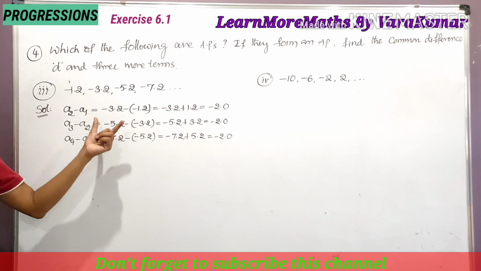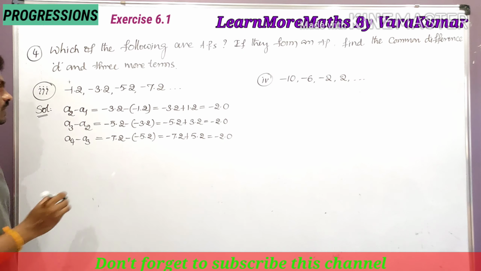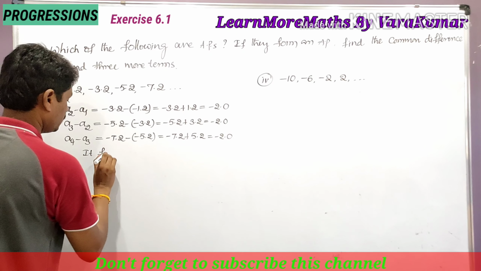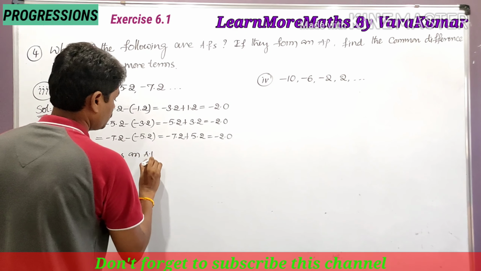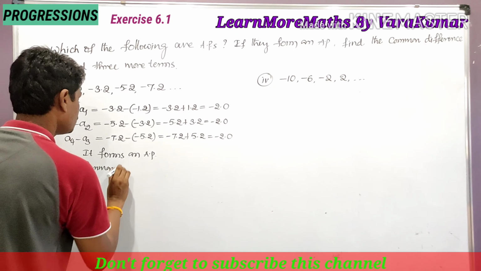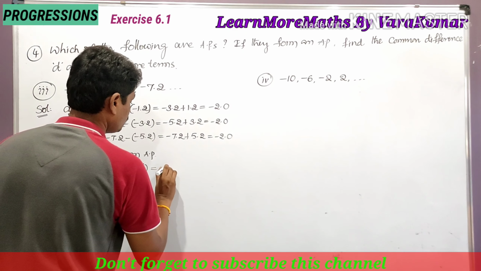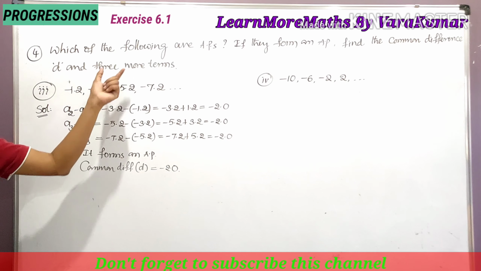So student, here the common difference is equal in each successive term. Therefore, it forms an AP, an arithmetic progression. What is the common difference? Common difference d is equal to -2.0. Next, he is asking to find the three more terms.